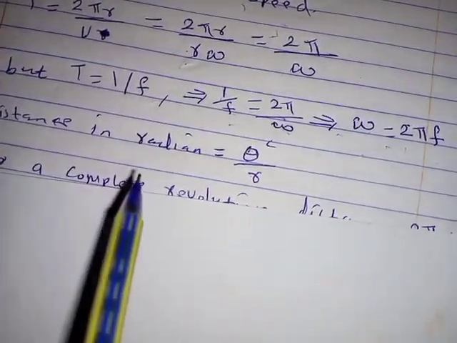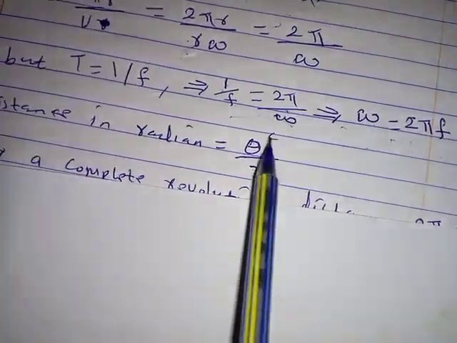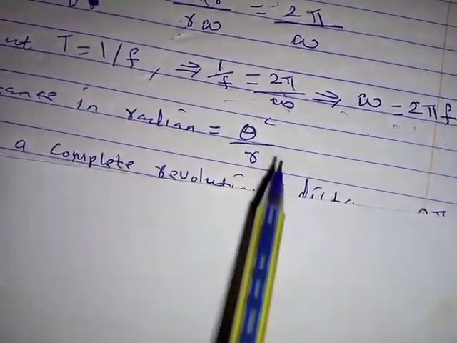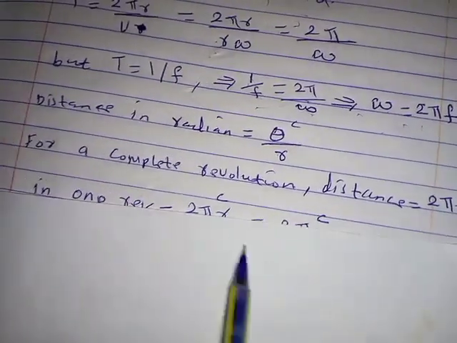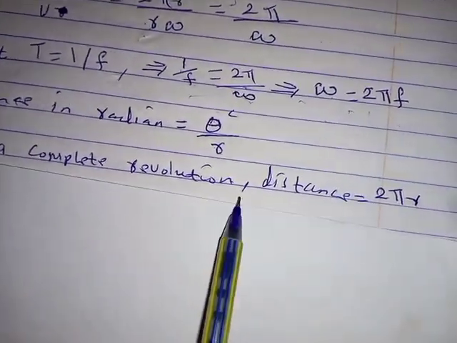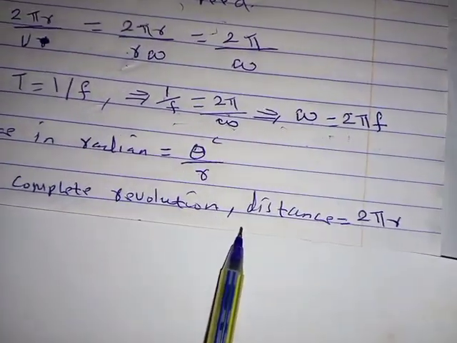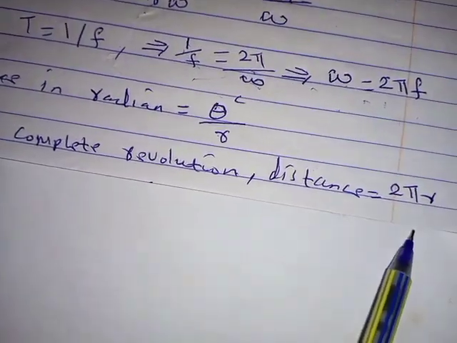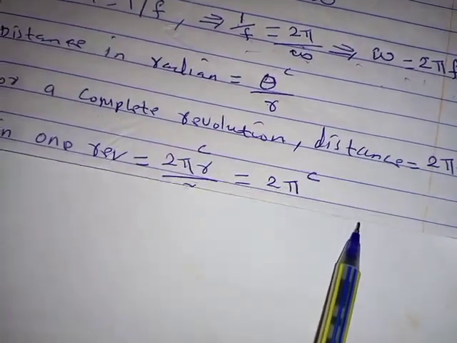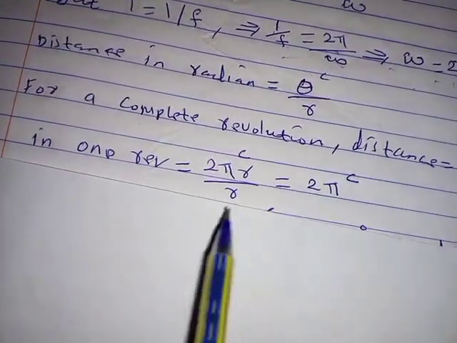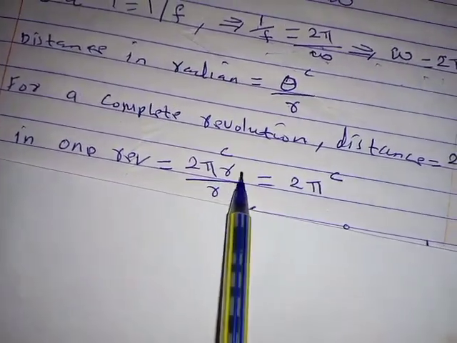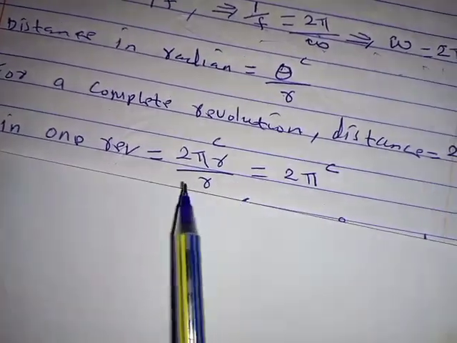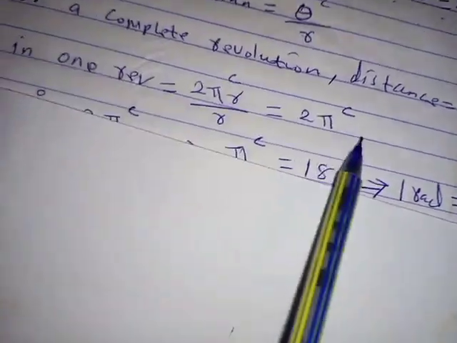So distance in radian, this is how we write it, angular displacement over r. Now for a complete revolution, when your body covers 1 circle, it will have covered a distance of 2 pi r. Now, in 1 revolution, in radian, the body will cover a distance of 2 pi r divided by r, which is equal to 2 pi radian.